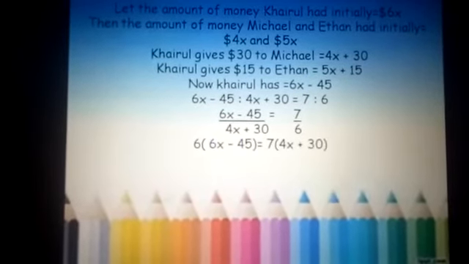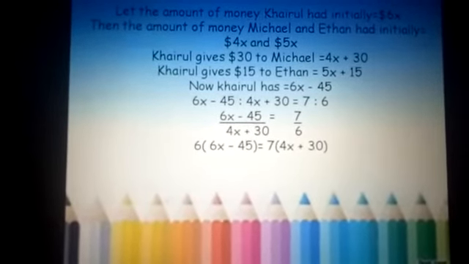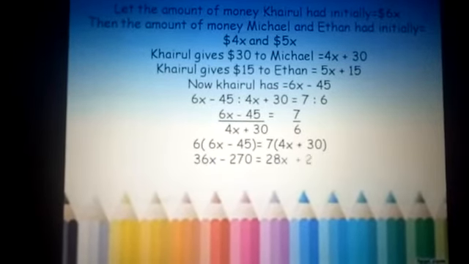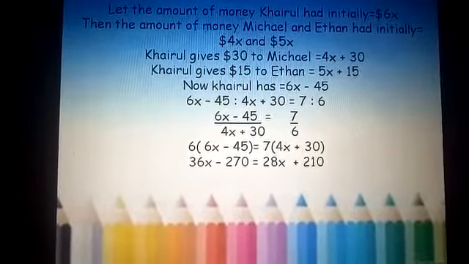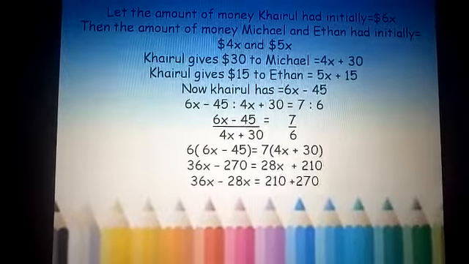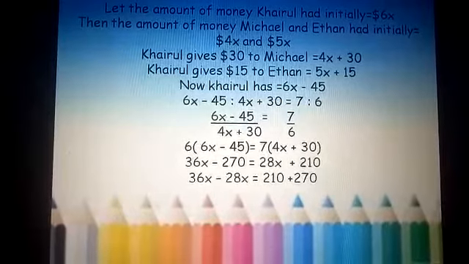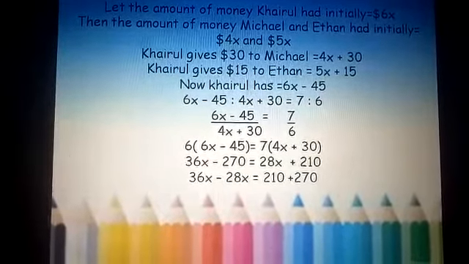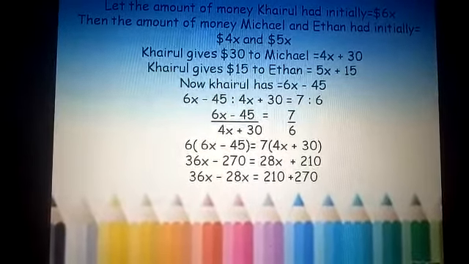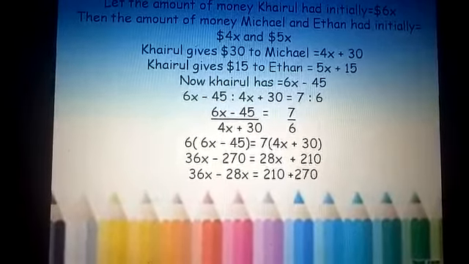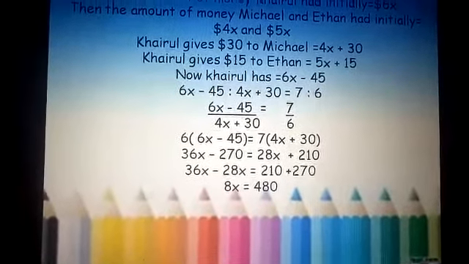Now cross multiplication, 6 will be multiplied by 6x minus 45 and 7 will be multiplied by 4x plus 30. After multiplying, we will get 36x minus 270 is equal to 28x plus 210. We arrange the values in such a way that we gather the values with x on one side and the values without x on the other side. 36x minus 28x is equal to 210 plus 270. 36 minus 28 is equal to 8. 8x is equal to 480.